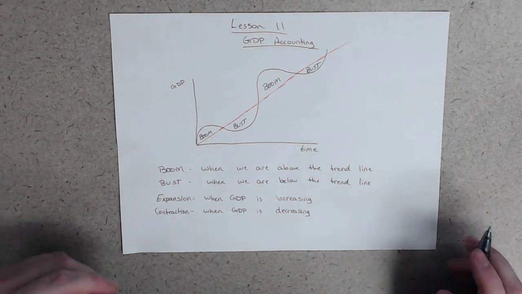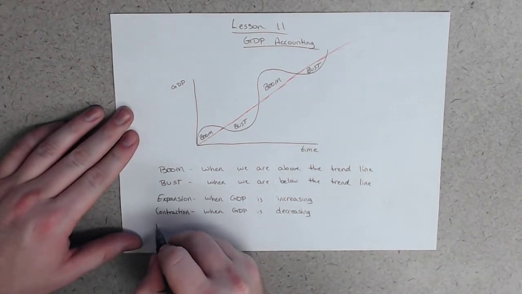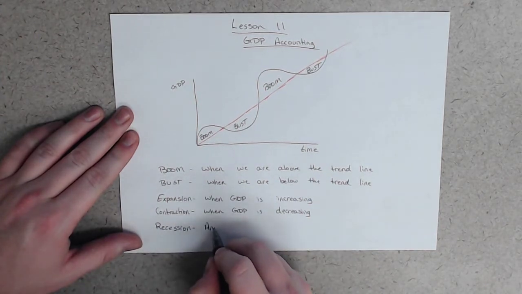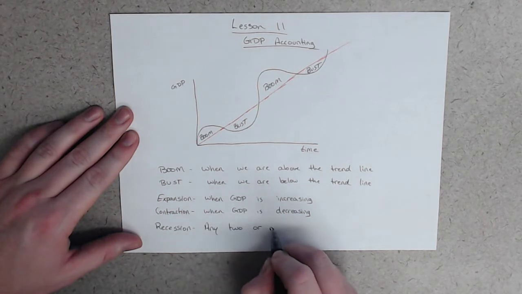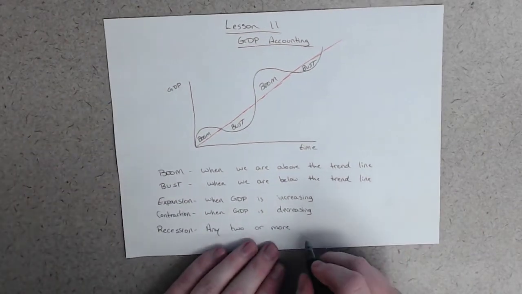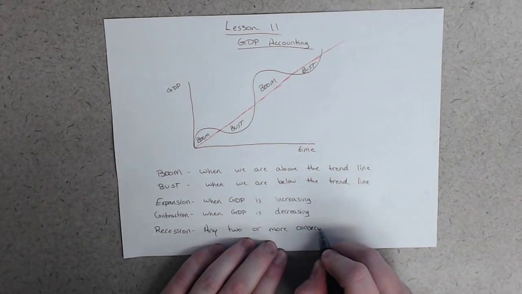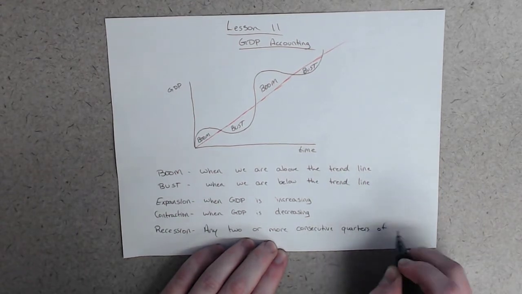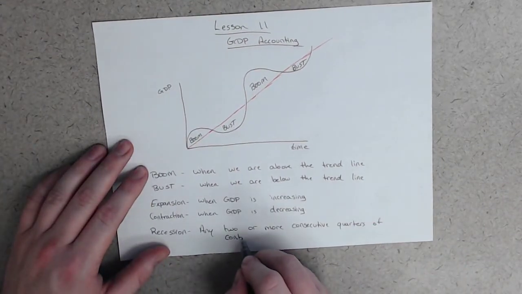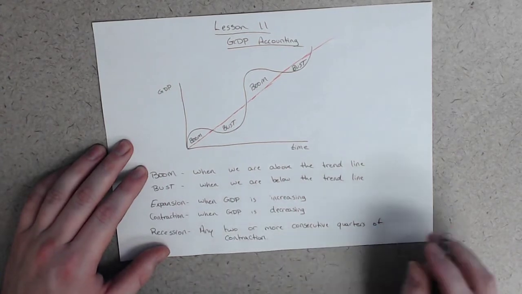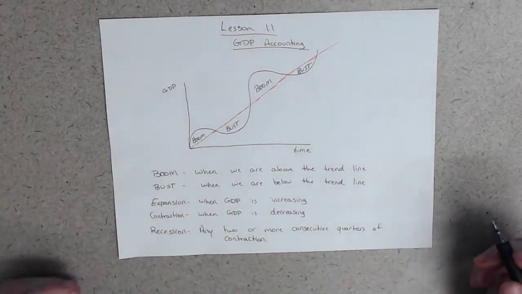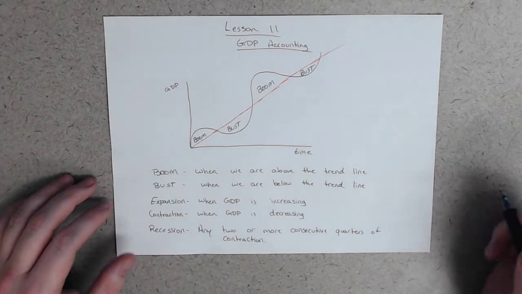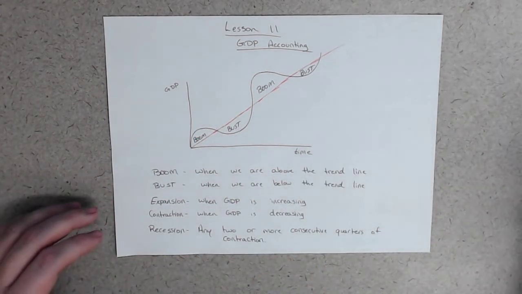Okay, but then we have one more thing, which we call a recession. A recession is any two or more consecutive quarters of contraction. So basically, a recession is any six months in a row of declining GDP. Okay, but this is the idea of the business cycle.